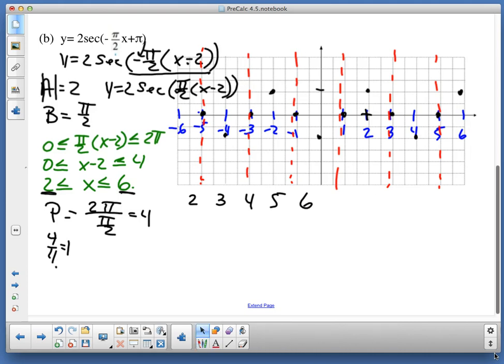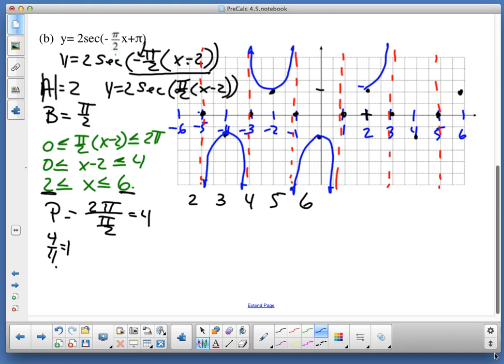Okay, and then from my highs and lows, let's flip out the function. And that one's going to be up here. Let's go there.